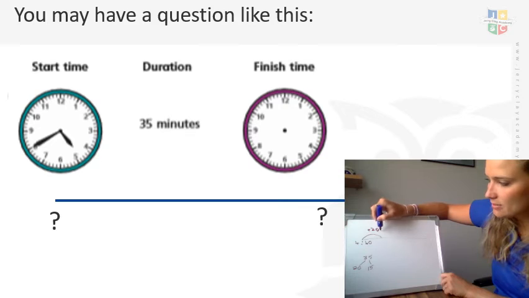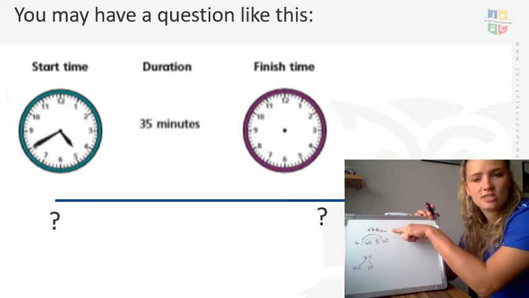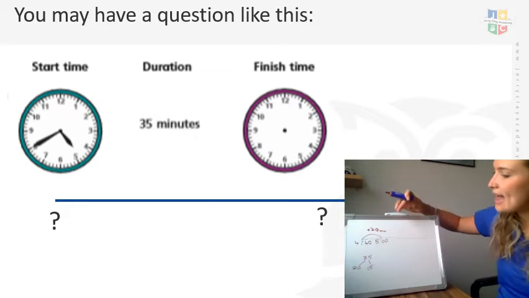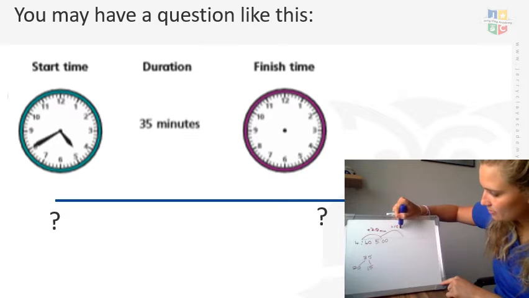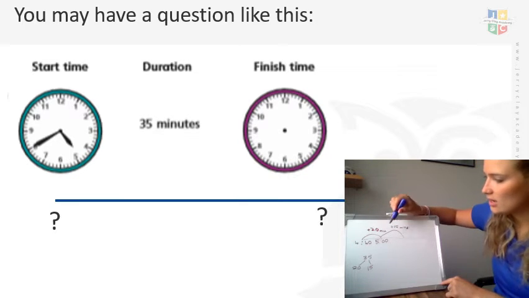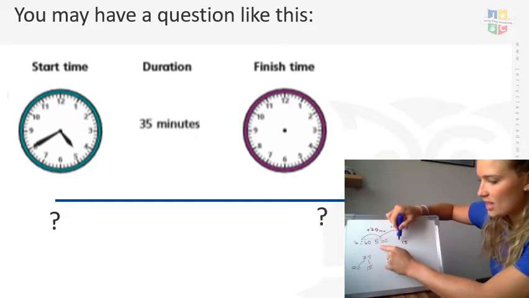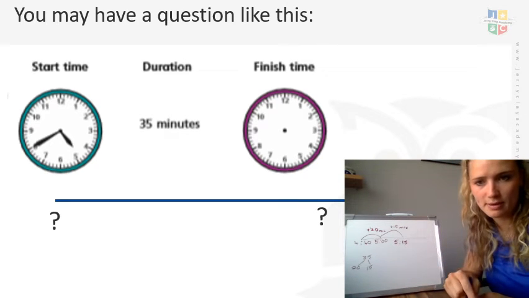So now I've added my 20 minutes on to start with. I know that my time is going to go into my next hour. I have now added the 20 minutes to the 40 to make 60, to go up to my next hour of 5. Now I need to add the extra 15 minutes. So I know that my minutes are going to go from 00 to 15, and my 5 is going to stay the same. So I now know that it is 15 minutes past 5 or quarter past 5.